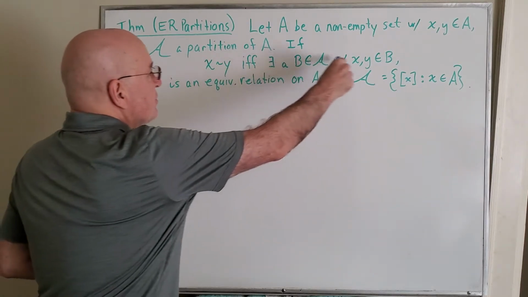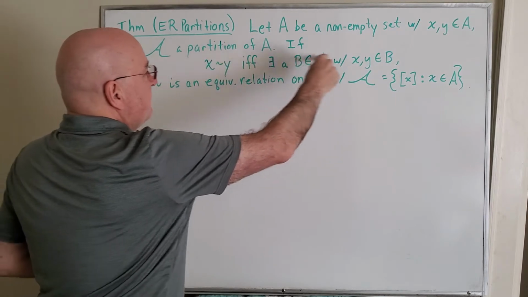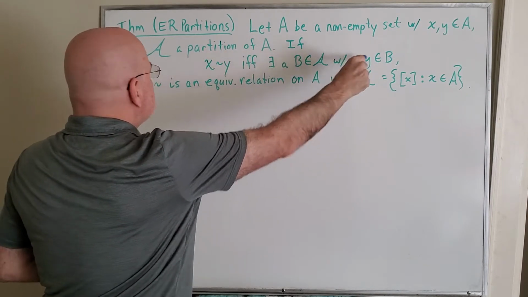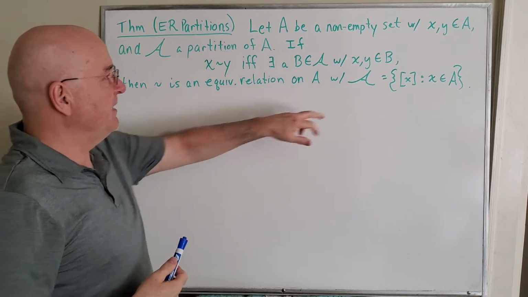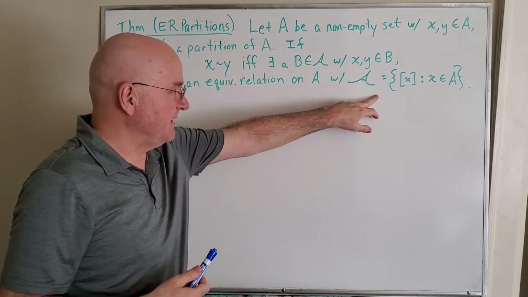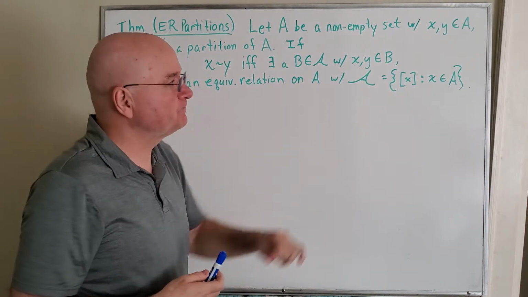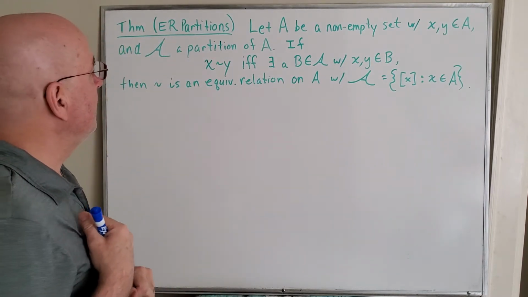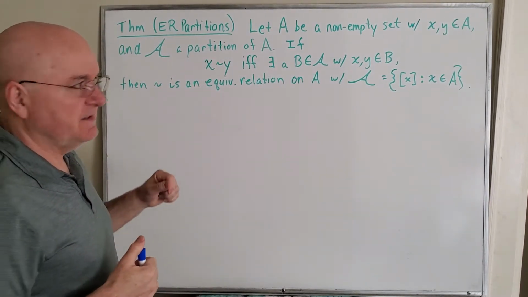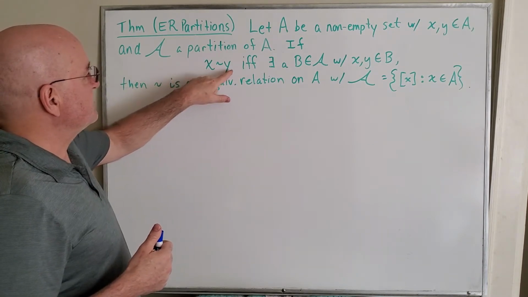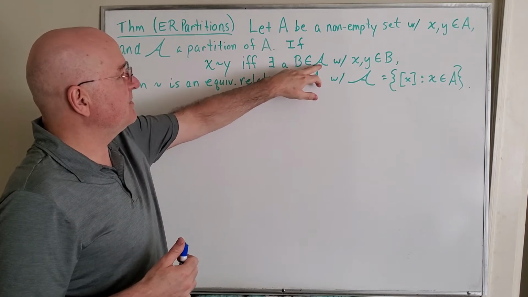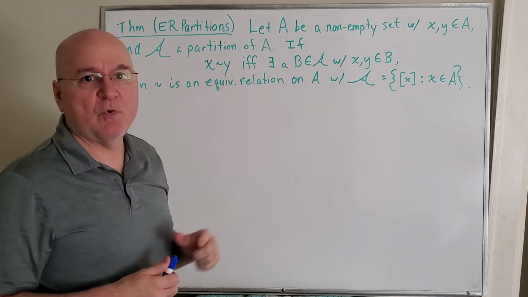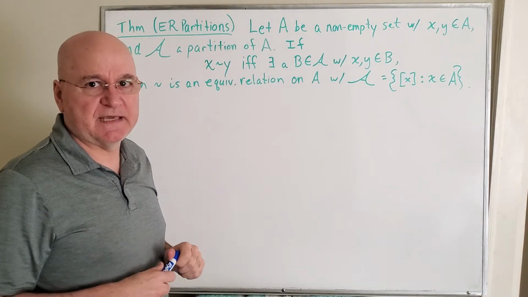If this condition holds, I'm going to come to that in a minute. If this condition holds, then this is an equivalence relation on A with script A equaling this set. Well, the condition simply says that X relates to Y if and only if there is a set B in the partition with X and Y being in that same set B.